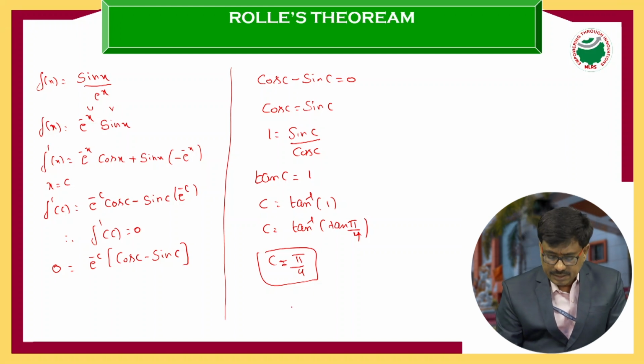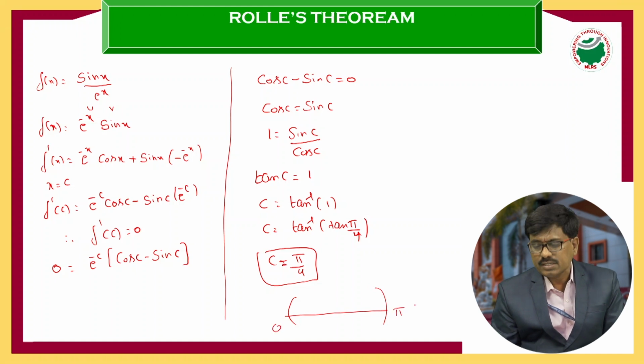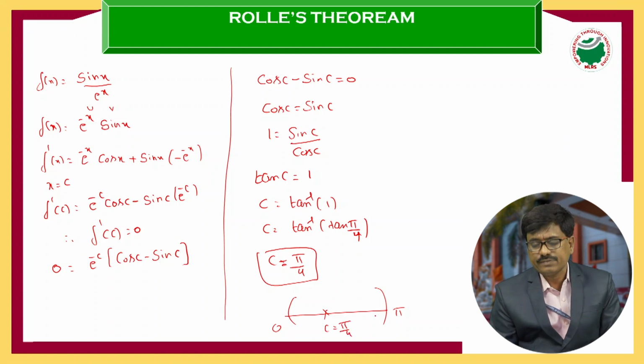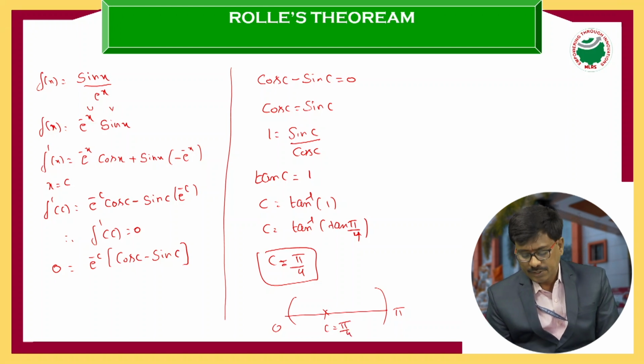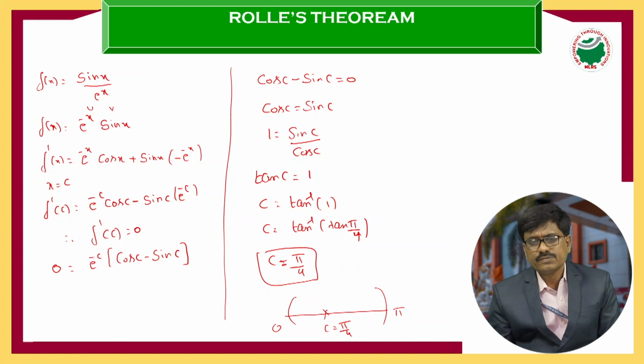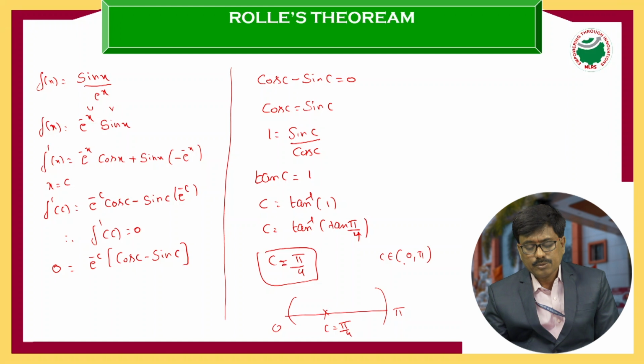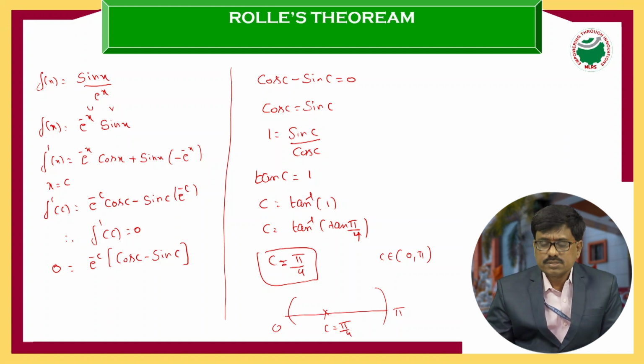What is the given interval for us? It is 0 to pi, which is 0 to 180 degrees. But how much did we get the C value? C equal to pi by 4. Therefore, the pi by 4 value lies between 0 comma pi. Therefore, Rolle's theorem is verified. Therefore, the C value always lies between 0 comma pi. This is the example problem based on Rolle's theorem.